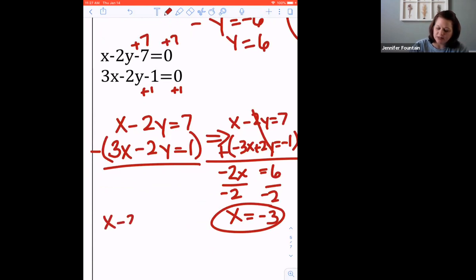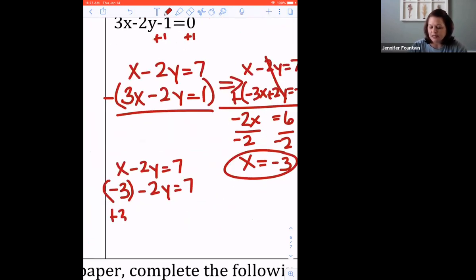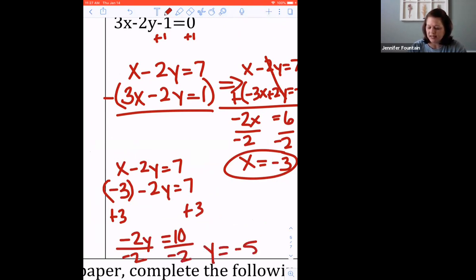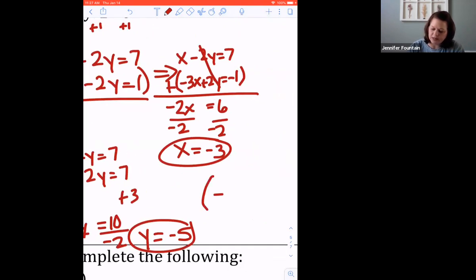I've got x minus 2y equals 7. So I'm going to put my negative 3 in for x. So that means I'm going to add 3 to each side, and I get negative 2y is equal to 10. Divide by negative 2, divide by negative 2, so y is equal to negative 5. My ordered pair solution will be negative 3, negative 5.